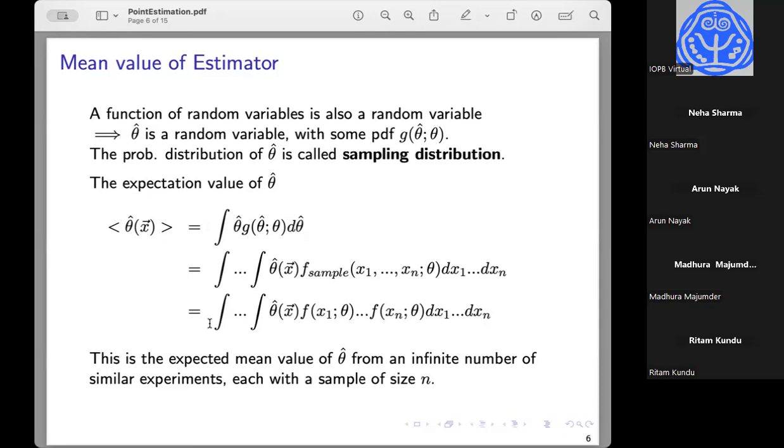So this is basically the expected mean value of theta hat from an infinite number of similar experiments. When we say population mean or expectation, it means the mean that you get if you have an infinite number of similar experiments, each giving some observations with sample size n.